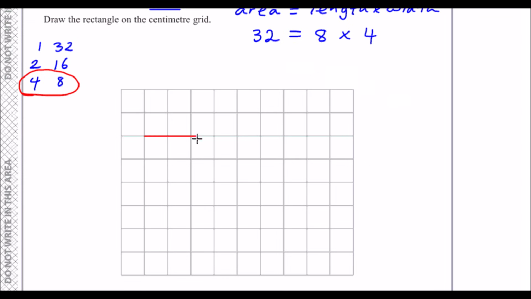So 2, 3, 4, 5, 6, 7, 8, and 4 up. That's 4. 1, 2, 3, 4. And we go the same along, complete the rectangle, and there we have it.